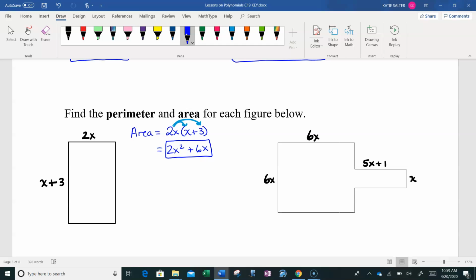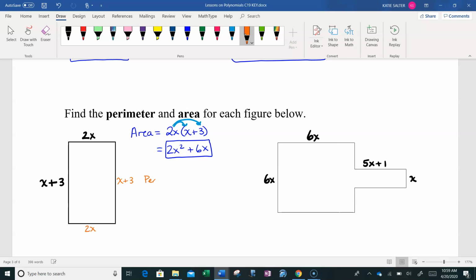The thing you have to be careful about with the perimeter is there's not just 2 sides to this, there are 4 sides. So a couple of ways you can do this. One is you could go ahead and fill out the missing sides. Obviously, if this side's x plus 3, this side's x plus 3. If this side's 2x, this side is 2x. And then we're back to a problem like we did yesterday. And so we could just stack all these up to get the perimeter.